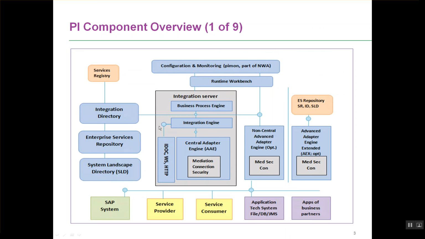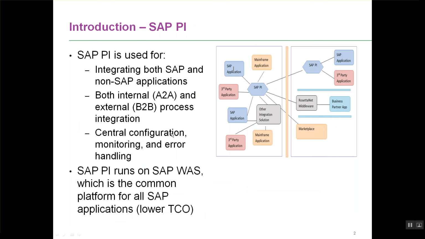What do I mean by A to A integration? A to A integration is nothing but application to application integration. Just look at this box. Assume that these are all the applications within one particular customer's landscape. In that case, all of these applications within the customer's landscape talking to each other is called application to application integration. What you see here is a firewall.